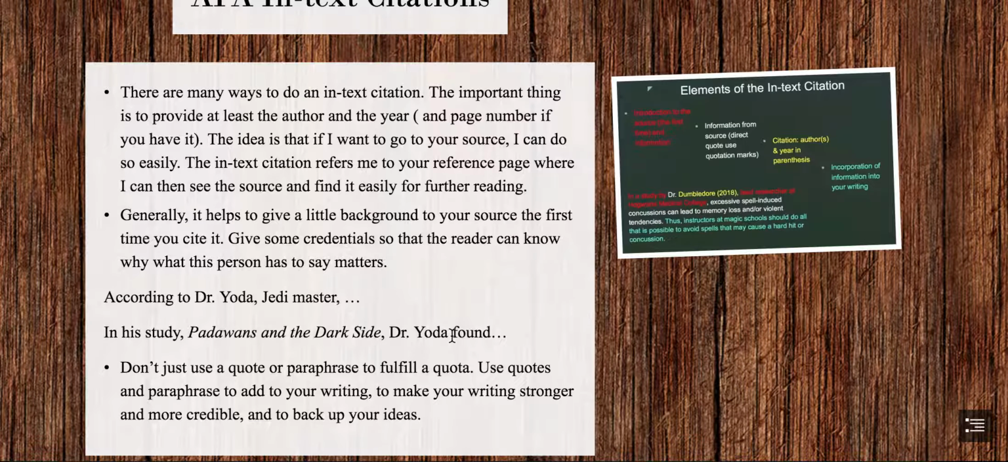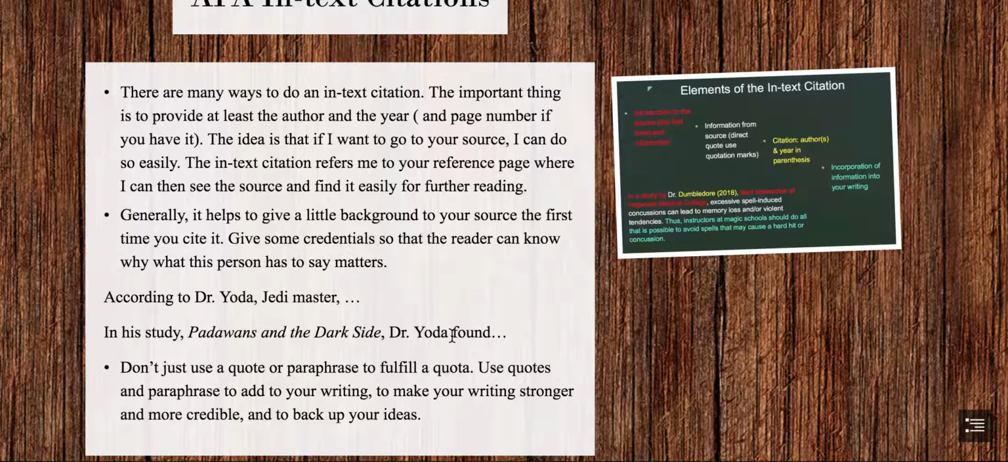So let's look at APA in-text citations. There are many ways to do an in-text citation. The important thing is to provide at least the author and the year. If you have a page number, provide that also. Or you can use paragraph numbers. The idea is that if I want to go to your source, I can do so easily. But you don't want to put all of that information right in the middle of your writing because that's going to be distracting and that's going to make it look ugly. It's going to make it look choppy.